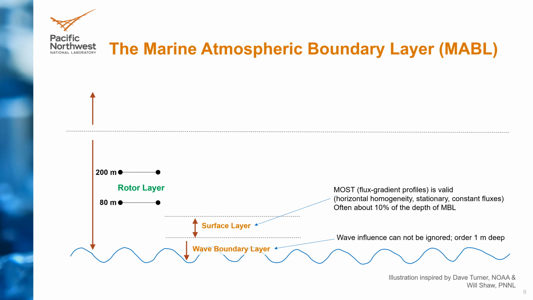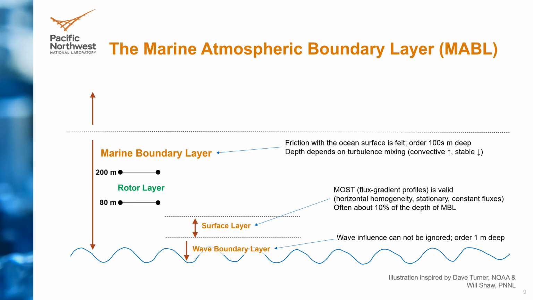Then you have the surface layer, which is slightly above and up to about 50 to 80 meters above the sea surface, where you can use a lot of the similarity theories, which assume that the winds are horizontally homogeneous, they're stationary, and the fluxes within that surface layer are near constant. You can use these similarity relationships to extrapolate winds within the surface layer. And this is generally on the order of about 10% of the depth of the marine boundary layer.